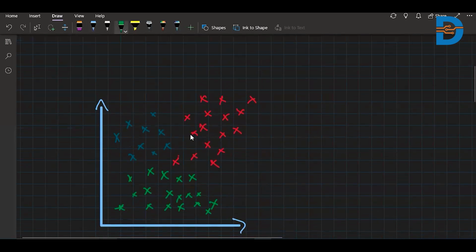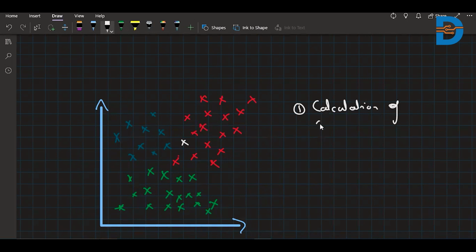So this is the situation. I have a data set with a lot of data points over here, which are classified into red, green, and blue colors. A new guy comes along and places himself over here. My question is, how would we use KNN to classify this new data point? The very first thing that KNN does is the calculation of distances. That is to say, it would calculate how far all of these data points are from the new data point.